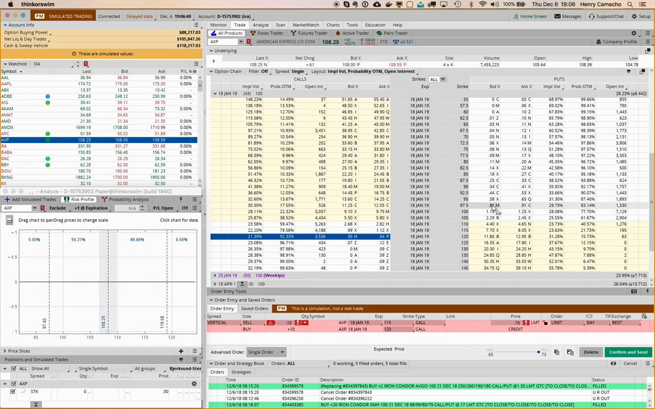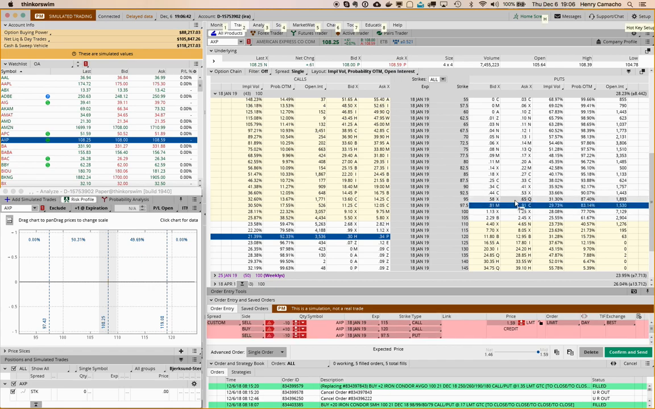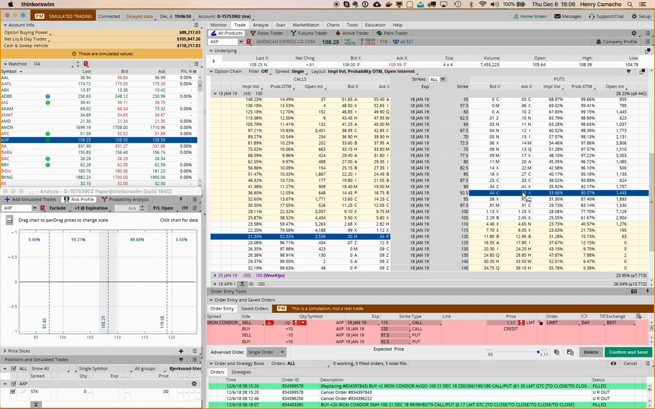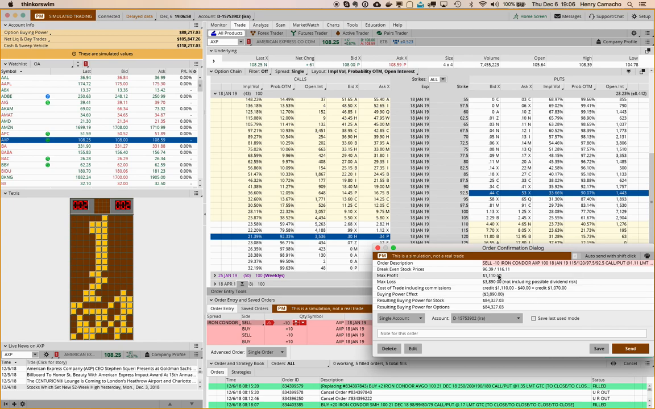Same thing, we're not quite at 85, but that's pretty close. We'll do another $5. Notice we have $2.50 sites here, so we'll come back to the $5 here. Once again, holding the control key down to get the position built up. I can hit confirm and send, and now let's see what we got. We've got $1,100 in max profit.